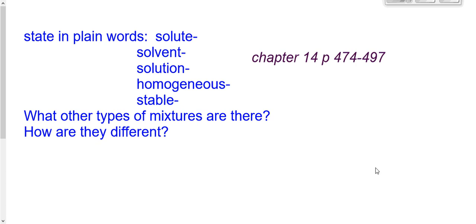In our next lesson, we'll be taking a look at how solutions form and different things that can affect how much solute dissolves in a solvent or how fast it can dissolve.